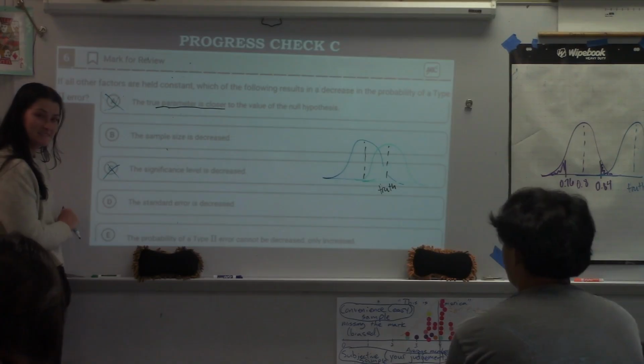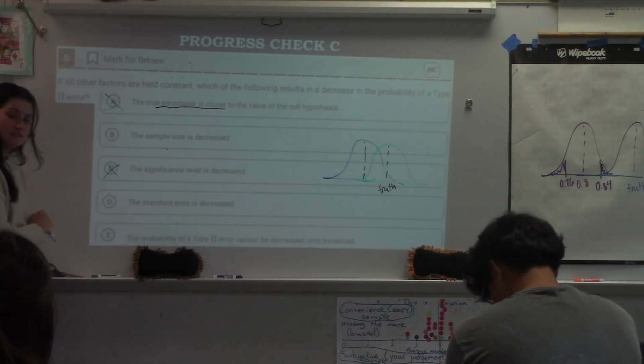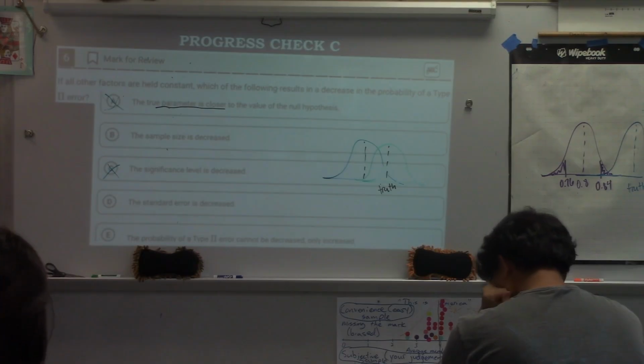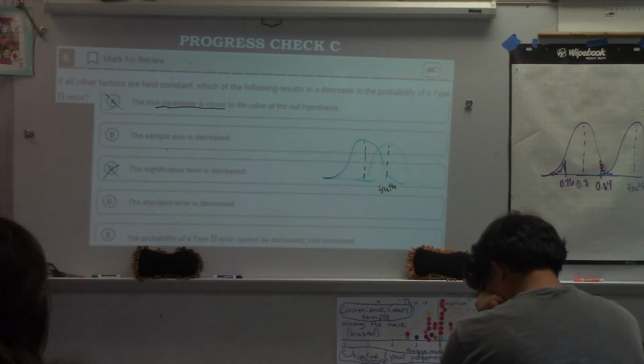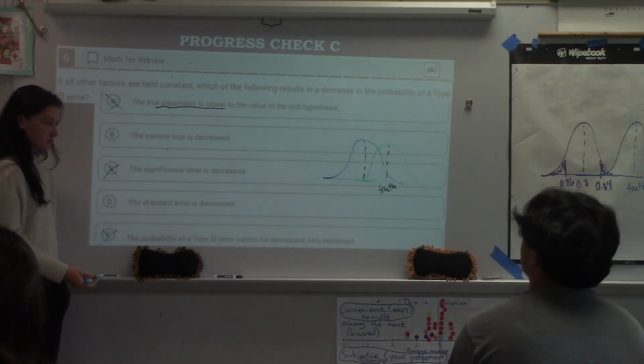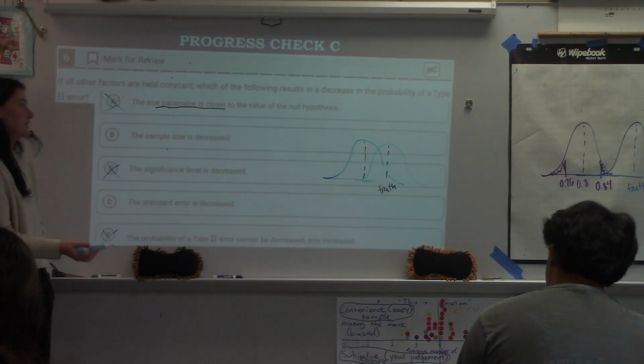Say it again? The significance level has to do with the alpha level, and if the significance level is decreased, then so is the alpha level, and that will in turn increase the probability of type 2 error. Right. Did I say it wrong? Yeah, you mixed up your words. Alright, and why is it not E? Because we literally just said we can decrease it. We literally just said we can do that.